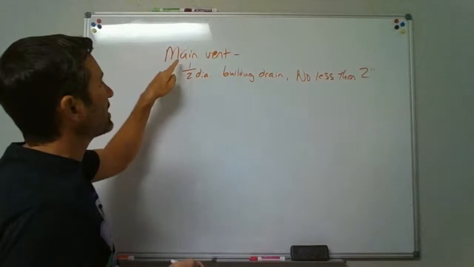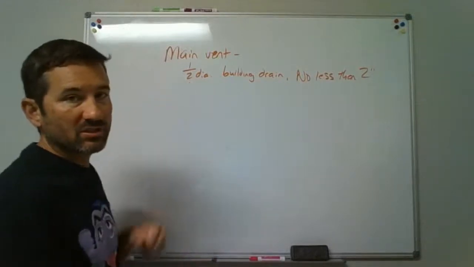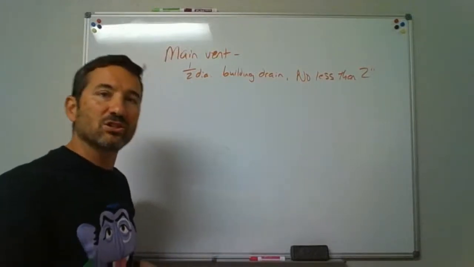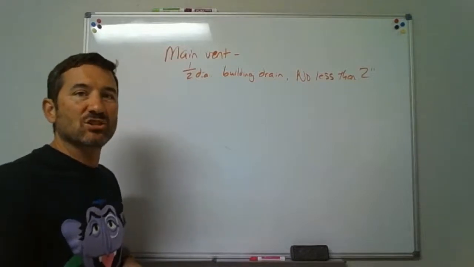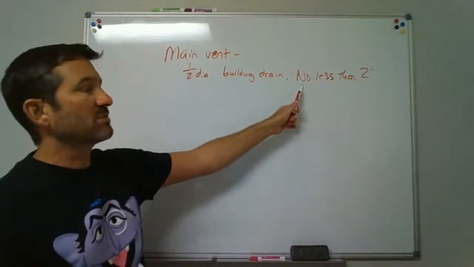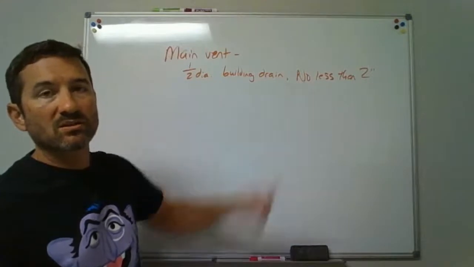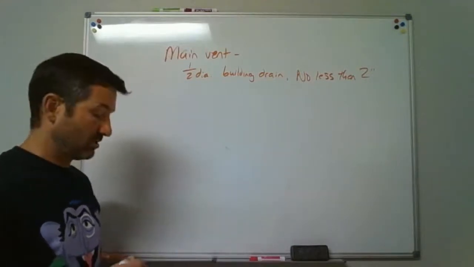So when you're trying to size the main vent, you go 1/2 the diameter of the building drain. But let's just say the building drain is a 3-inch building drain. 1/2 of that is 1.5 inches. But the second part of the rule says you can't be less than 2 inches. So the smallest size that you can run the main vent right now is 2 inches.